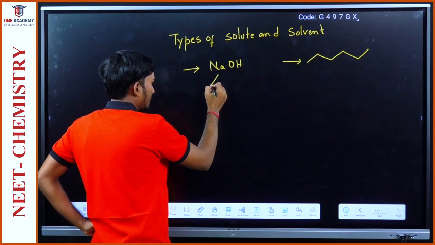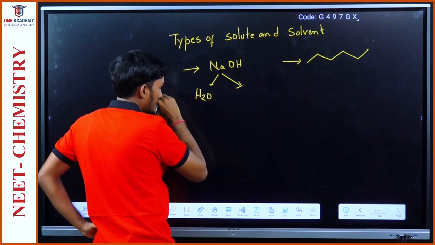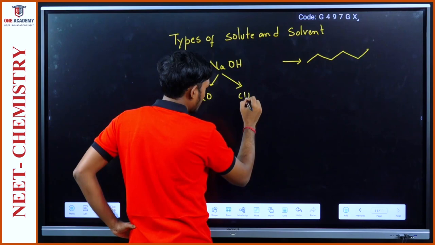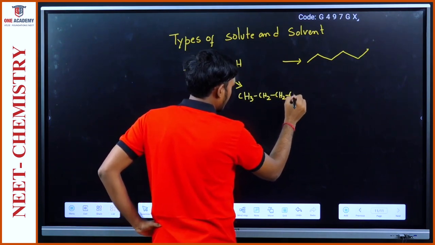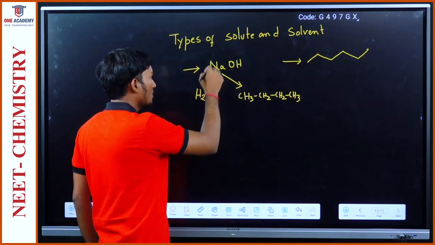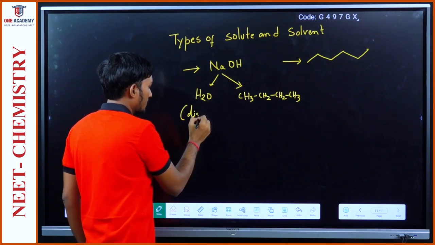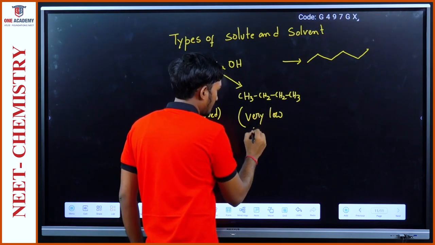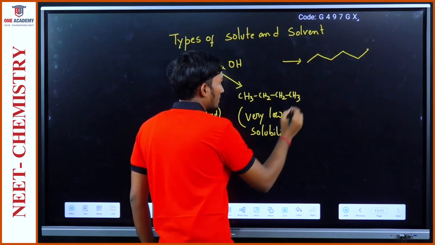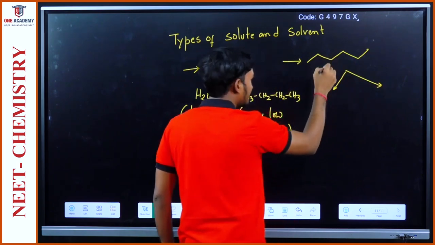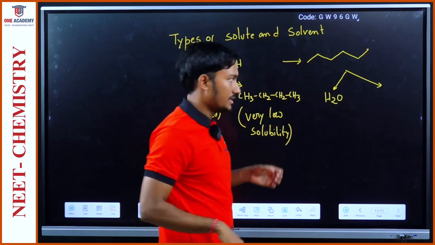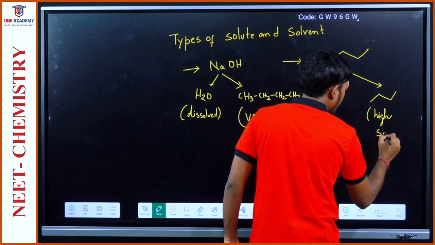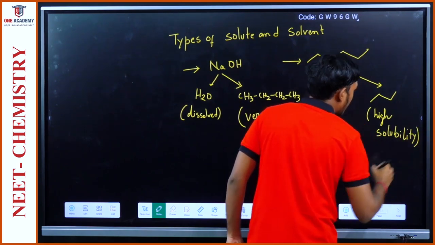Now I am dissolving NaOH in one case in water, and in another case I am dissolving it in another organic compound, let's say CH3, CH2, CH2, CH3. That is called butane. If I add NaOH in H2O, it will dissolve instantly, but in butane it will have very low solubility. For hexane as a solute, if I add it into water, there will be no solubility. But if I add it into butane, it will show high solubility.